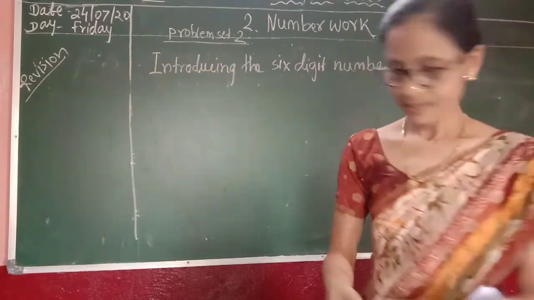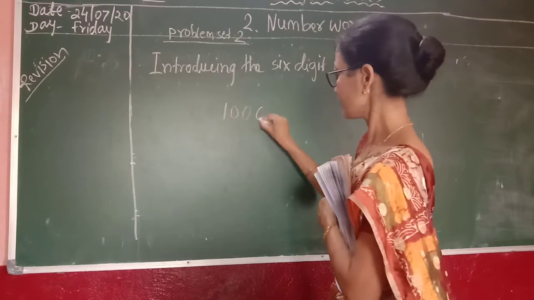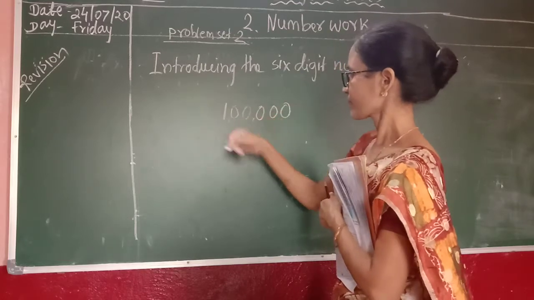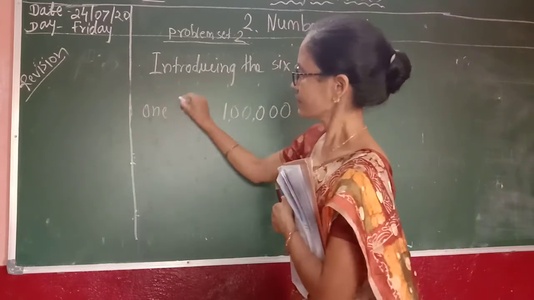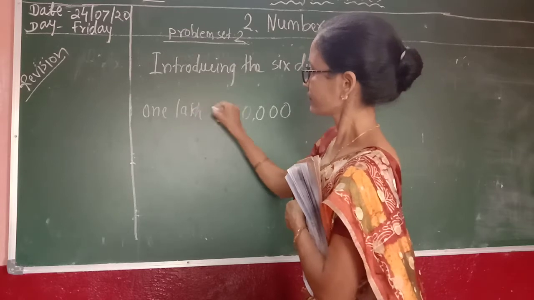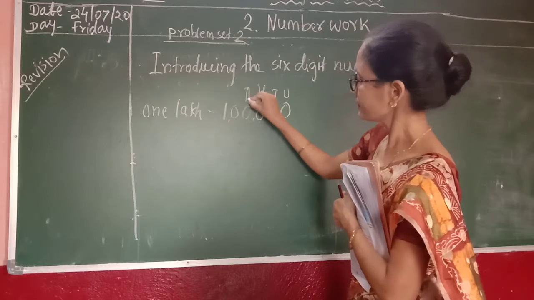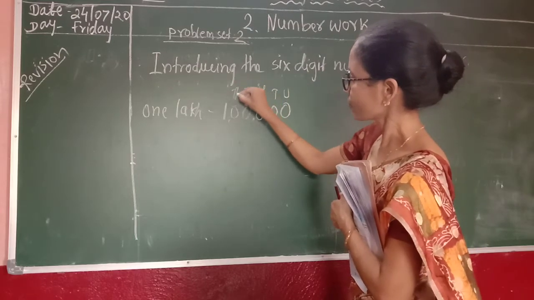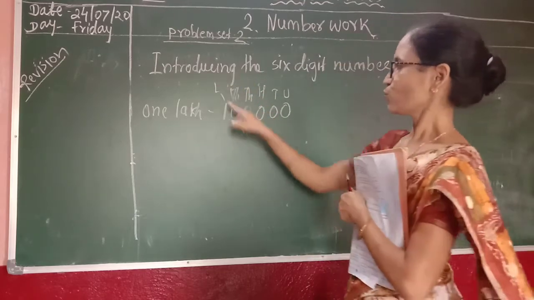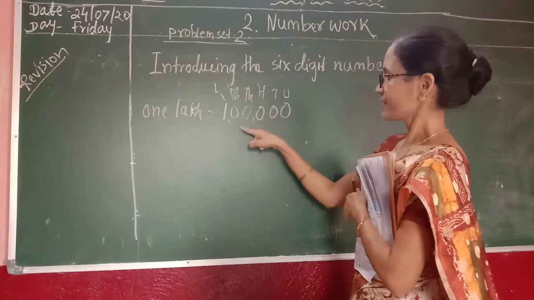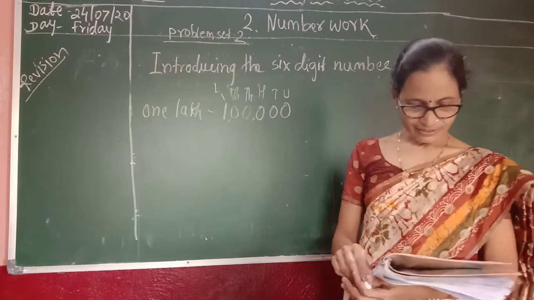Like this. 1 lakh. 1 lakh means a 6-digit number. 1, 2, 3, 4, 5, 6. This is 1 lakh. You need 10, 100, 1000, 10,000. This one is lakh. 1 lakh rupees. This number is 1 lakh.